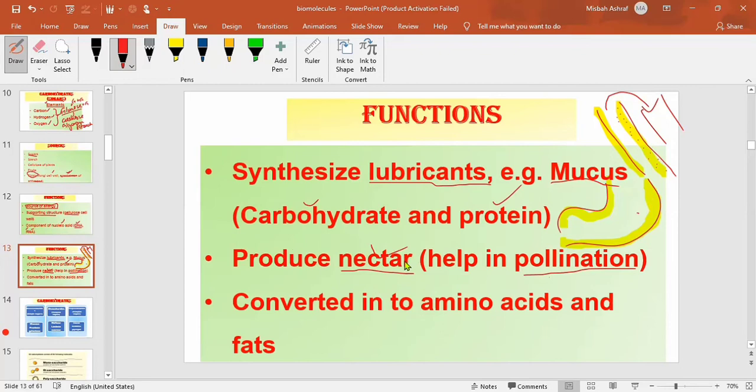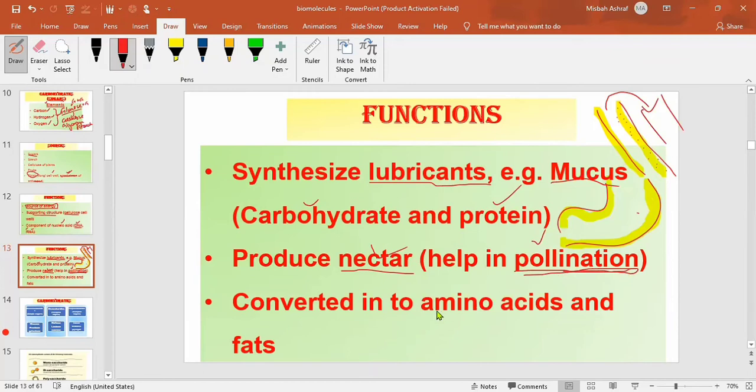And when they come to collect this nectar, some of the pollen grains stick to their body. And when they fly onto another flower, those pollen grains fall onto the other flower, where they can fertilize with the female part and germinate. So the transfer of pollen from one part of the flower to the other part is known as pollination. So they help in pollination.